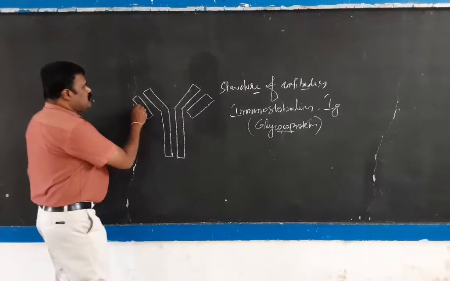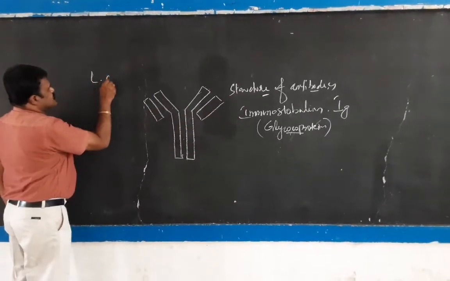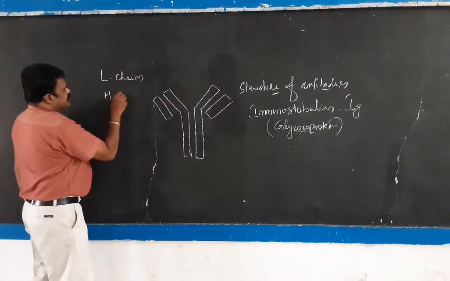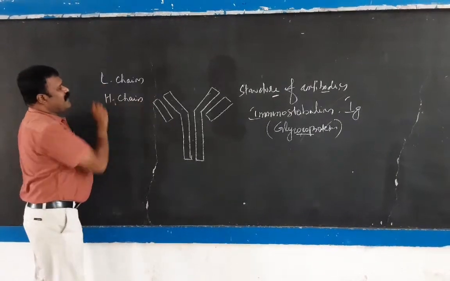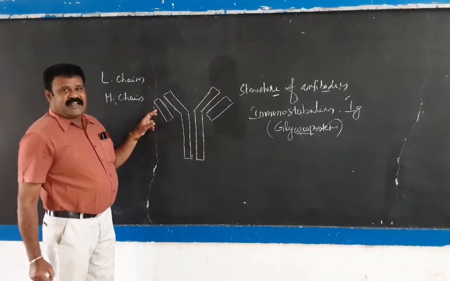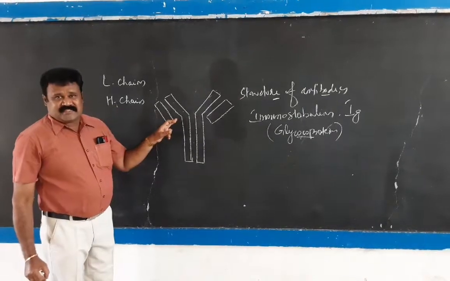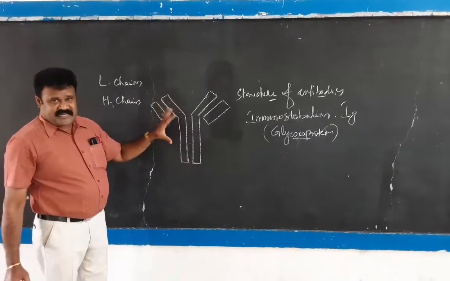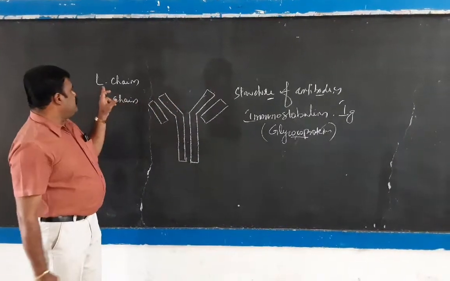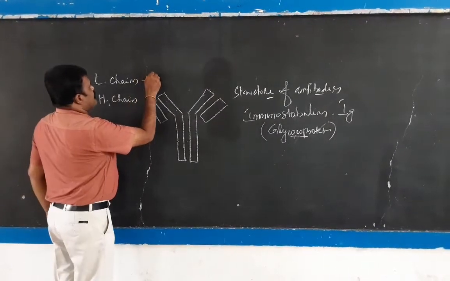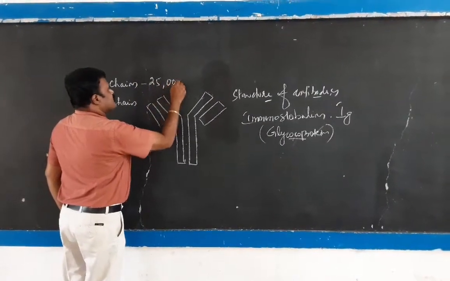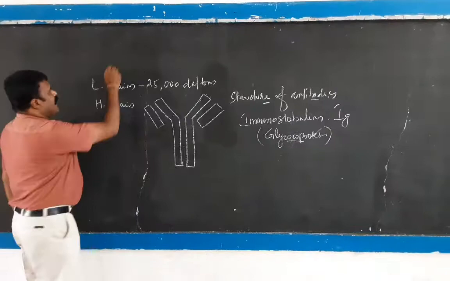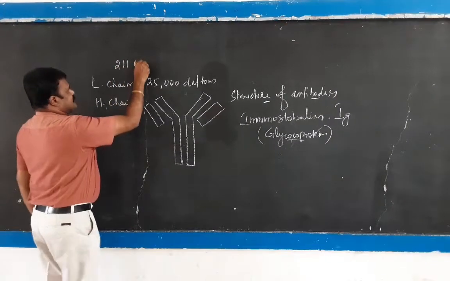Of them, 2 are said to be L chains and 2 are said to be H chains. L for light, L-I-G-H-T, light chains, H for heavy chains. So each antibody is made up of 4 polypeptide chains. Among the 4, 2 are L chains because their molecular weight is only 25,000 daltons. Probably they have 211 amino acids.